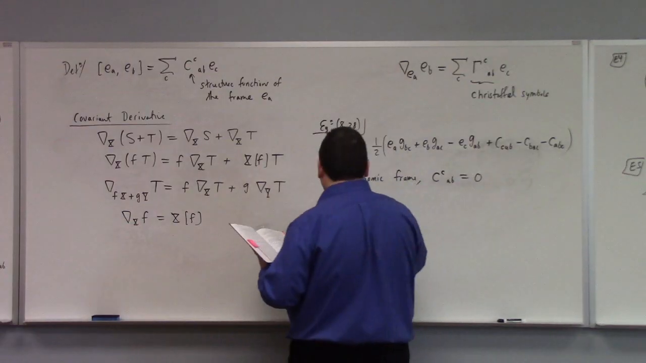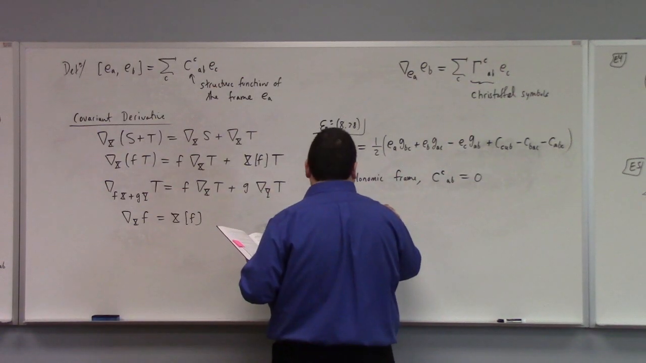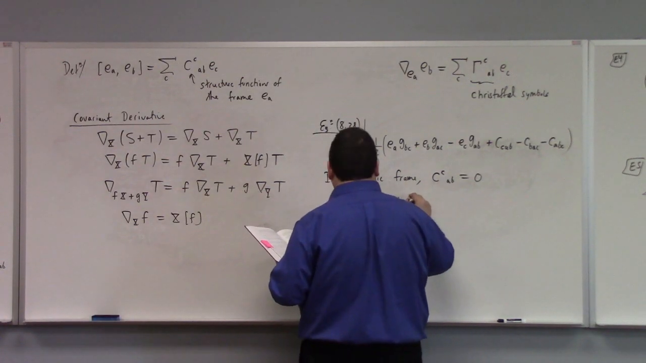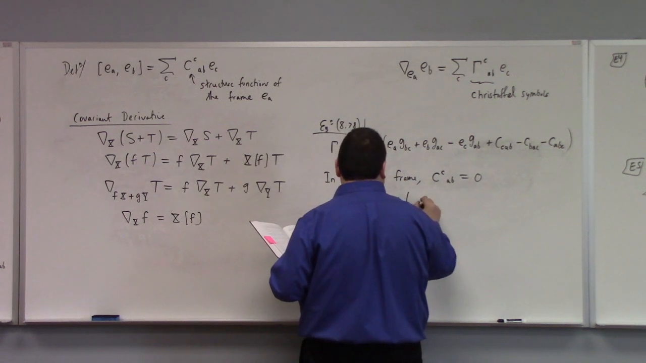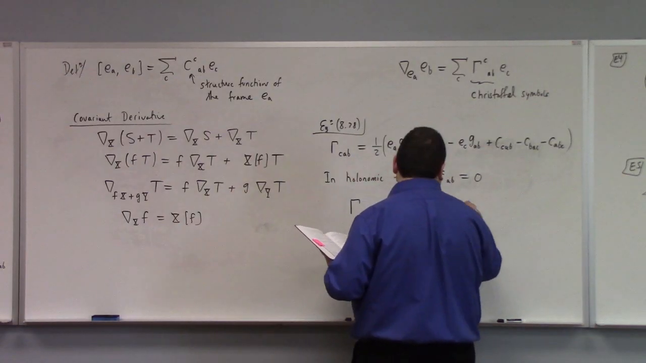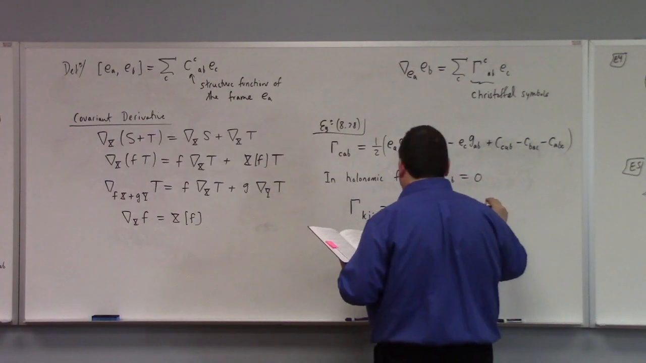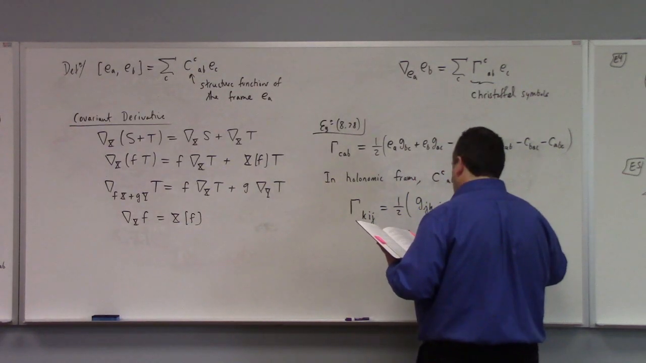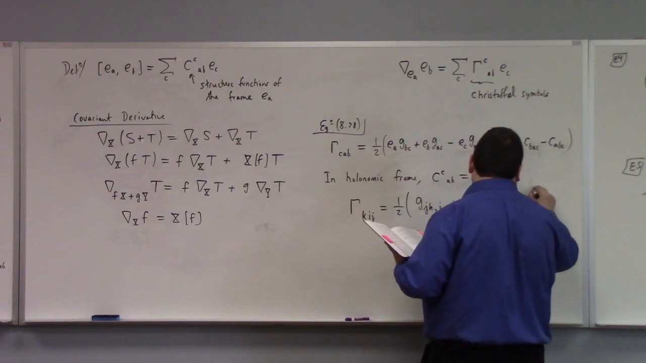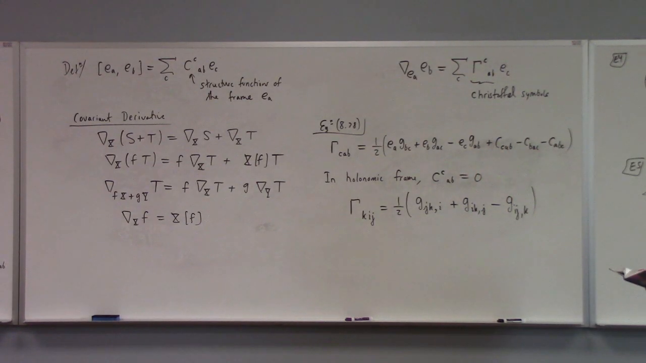So in that context, we have what's typically denoted gamma^k_ij, equal to 1/2 (g_jk,i plus g_ik,j minus g_ij,k). This is the formula for the Christoffel symbols in a coordinate basis.